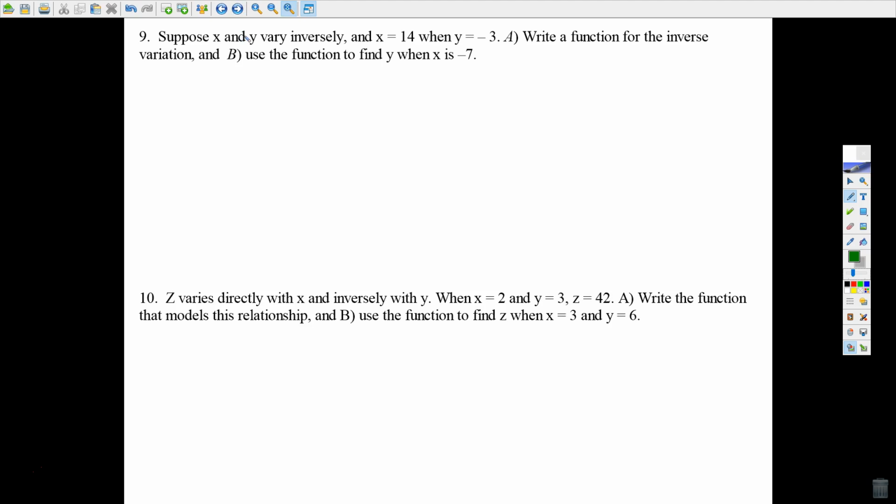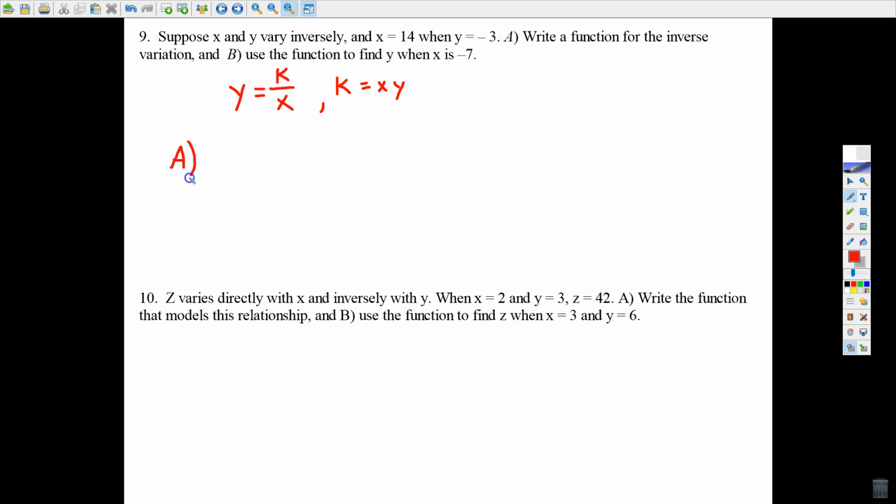Let's move on to number 9. Number 9 is an inverse variation problem, and this is from lesson 7.5. So remember, inverse variation, we're told x and y vary inversely. Inverse variation looks like this in equation form, and this number that we call k can be found just by multiplying x and y together. So that's really the purpose of these two numbers. When x is 14 and y is negative 3, that will help us figure out what this constant, the constant of variation, actually is.